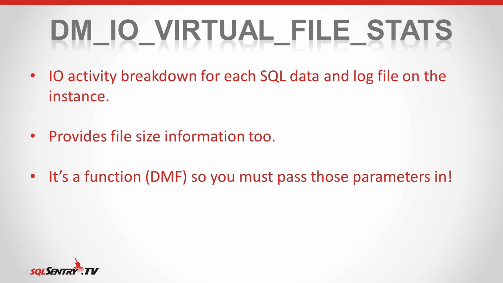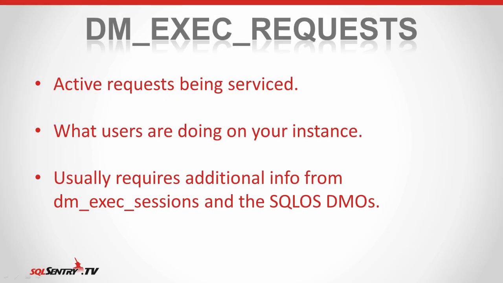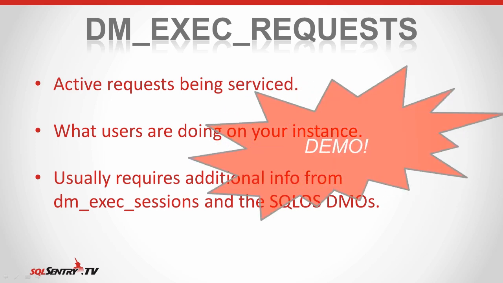And then finally, the DM exec requests DMV. And this is what user by user are doing. You have to combine this with some other information typically to get what you want. But this tells what the users are up to at a particular time. So let's take a look at each of these really quickly. I want to give you a little bit of an idea about how to look at this data. So let's just take a quick look at some of these.